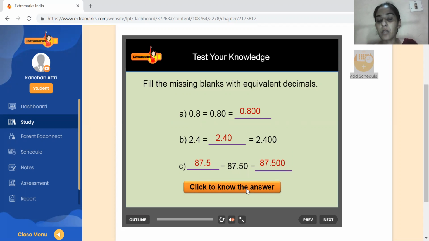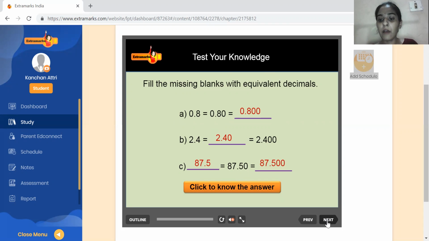Okay class, you can compare the same way. Firstly you check your whole numbers. If your whole numbers are equal, then you check your tenths place. If your tenths places are the same, then you check your hundredths place. So in this way you can compare your decimal numbers.